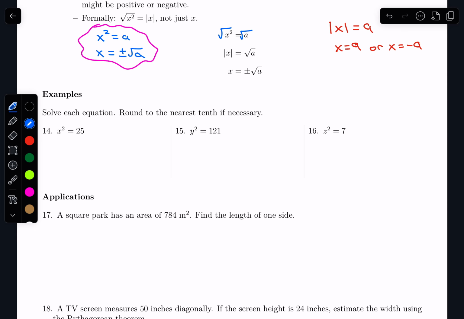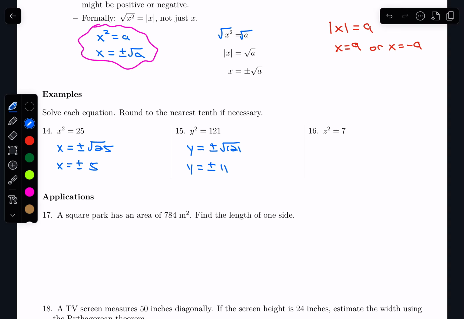X squared equals 25. If we square root both sides, we get x equals plus or minus the square root of 25, where I'm just applying the rule that I circled in pink up above. If we do x squared equals a, square root both sides, we get x equals plus or minus the square root of a. So now we simplify it to x equals plus or minus 5 because the square root of 25 is 5. For number 15, y squared equals 121. Same first step, square root both sides to get y equals plus or minus the square root of 121. And then when we take that square root, we get plus or minus 11 for y.